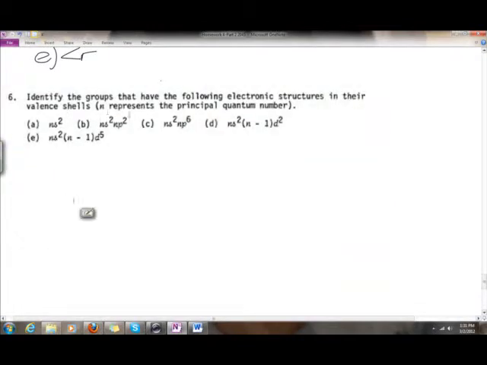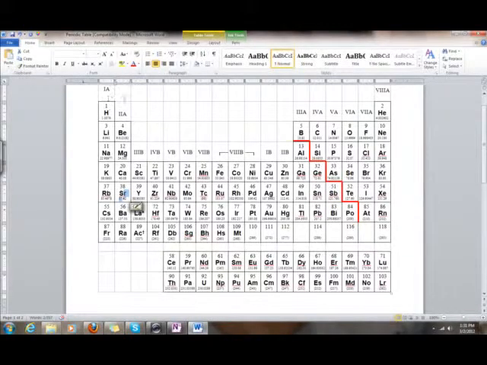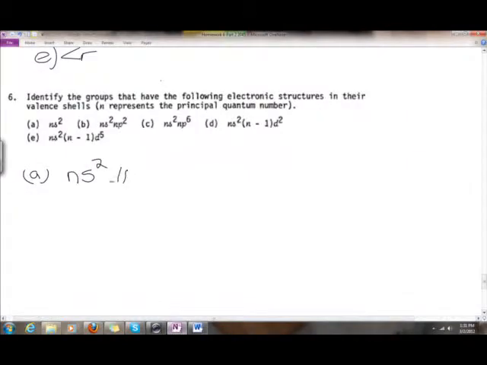This one asks you to identify the groups that have the following electron configuration in the valence shell, where n represents the principal quantum number. This just means which column on the periodic table has this valence. So looking here, that's why I have the periodic table too. On letter A, what is the ns2? What column? It's the 2A. So the answer for this one would be 2A.